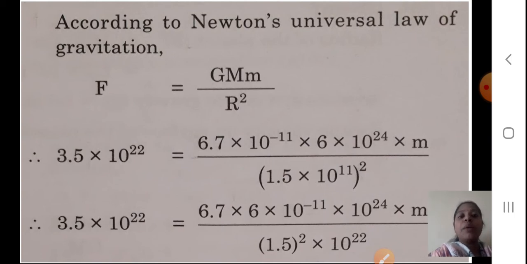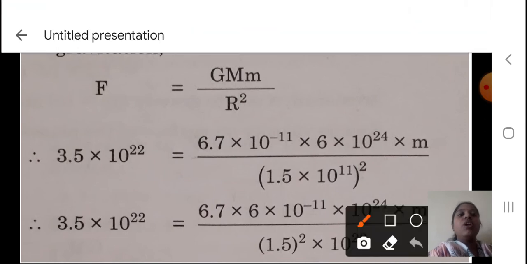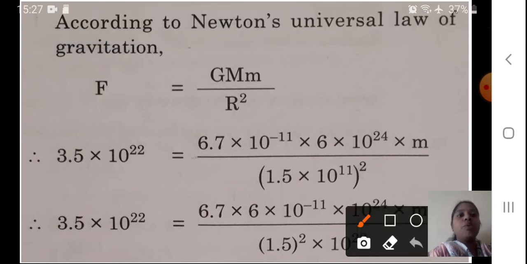When you are doing such a calculation, see to it that you do it very slowly, step by step. Each step you have to write. Don't directly substitute the values and write the final answer. Each and every step has got marks. So here what we are going to do, first we will take all the numbers together, 6.7 into 6. See here they have done it: the numbers you take together, and 10 raised to minus 11 and 10 raised to 24, right?